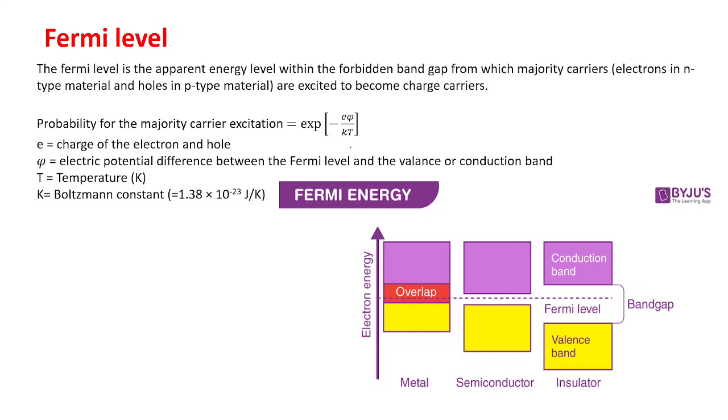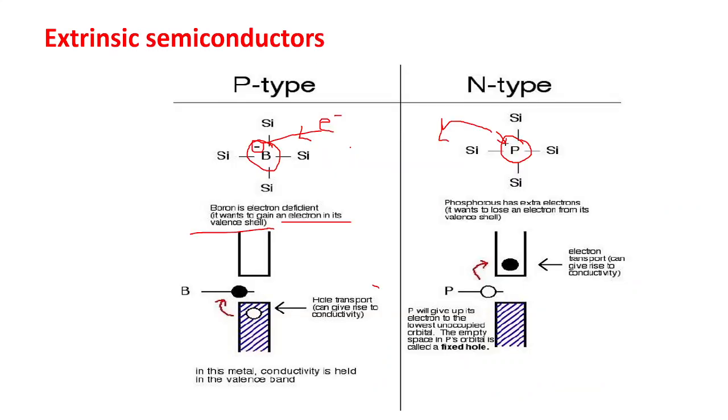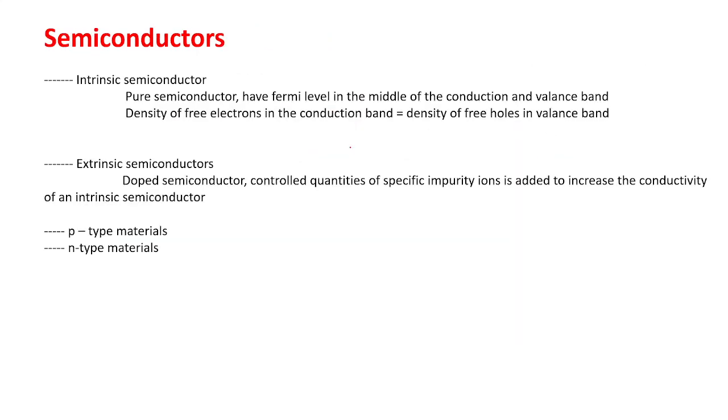Okay, so we will discuss further the concept of the junction of p-type and n-type materials, and we will be making the p-n junctions there. Before that, I discussed earlier that intrinsic materials are pure semiconductors having the Fermi level in the middle of the conduction and valence band. So the basic theory is the density of free electrons in the conduction band and the density of free holes in the valence band.